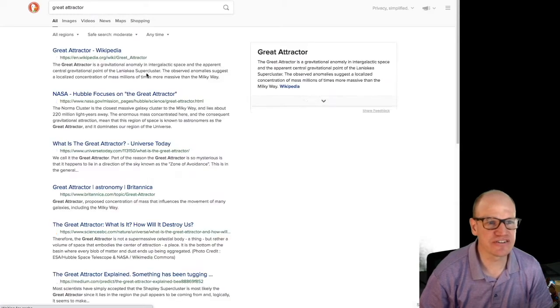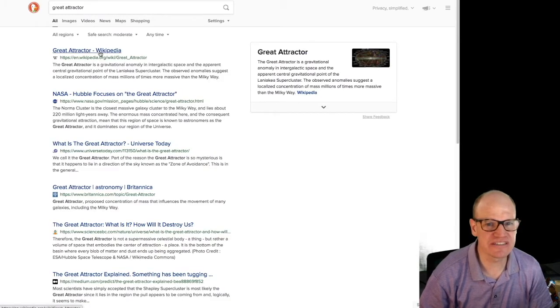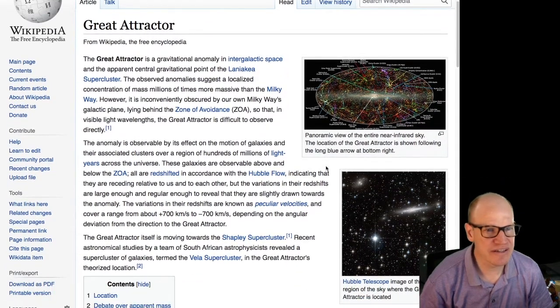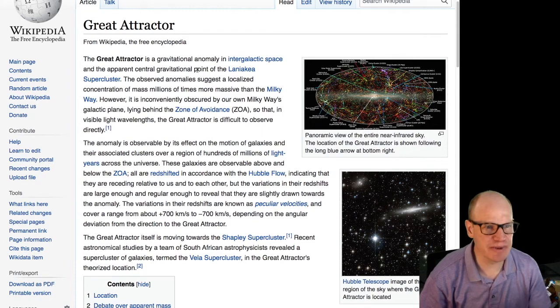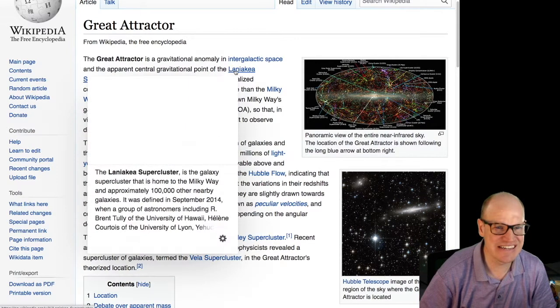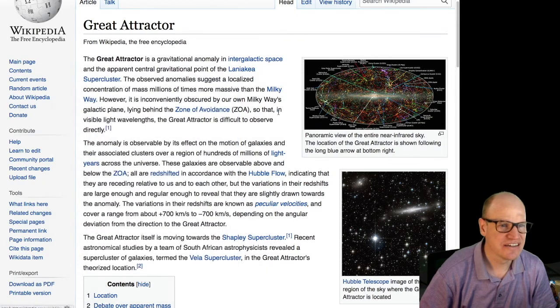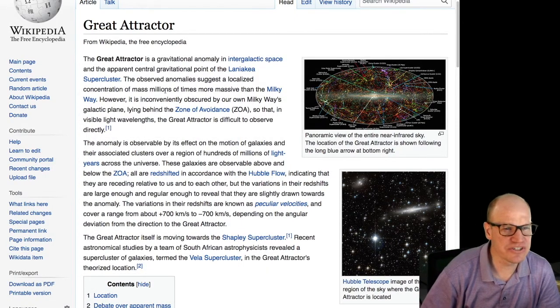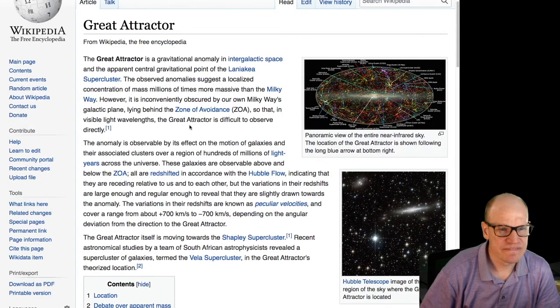So the Great Attractor is a region of space where things seem to be moving. A gravitational anomaly in intergalactic space, an apparent central gravitational point of the Laniakea supercluster, it has a concentration of mass millions of times more massive than the Milky Way. However, it is inconveniently obscured by our own Milky Way in the galactic plane.